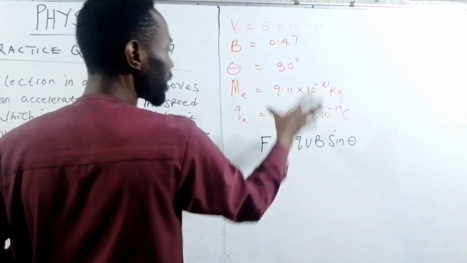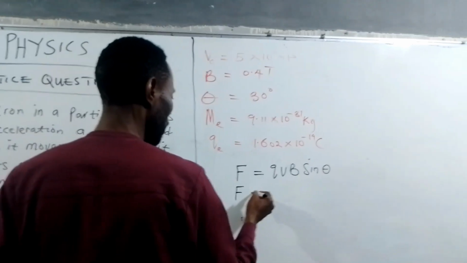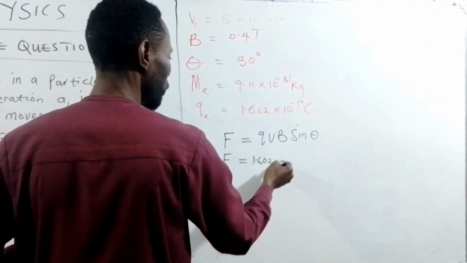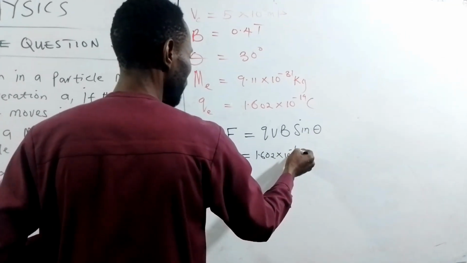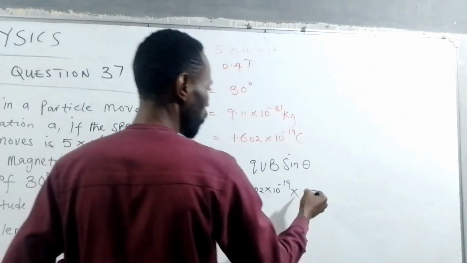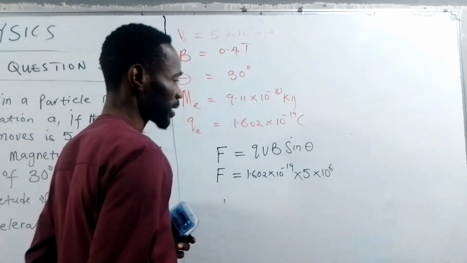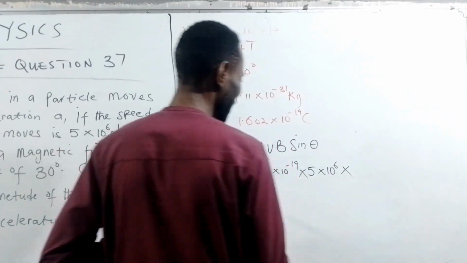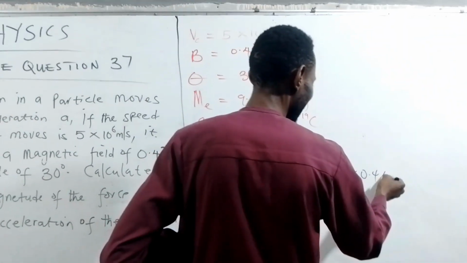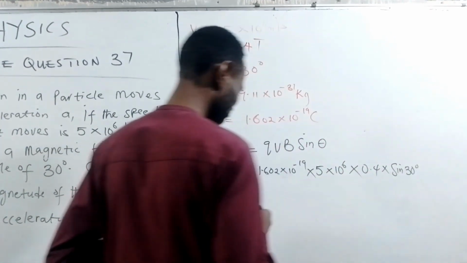Now, substituting this into our equation, the force on the electron will be equal to the charge of the electron, which is 1.602 times 10 raised to the power minus 19, times the velocity with which it moves, 5 times 10 raised to the power 6 meters per second, times the magnetic field strength given to us as 0.4 teslas, times the sine of 30 degrees.